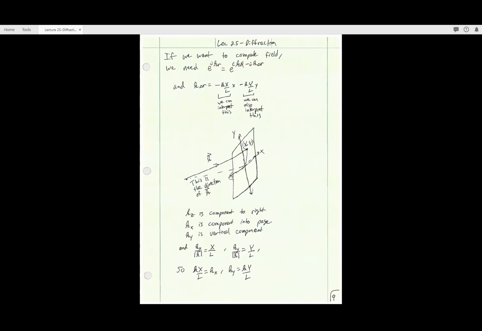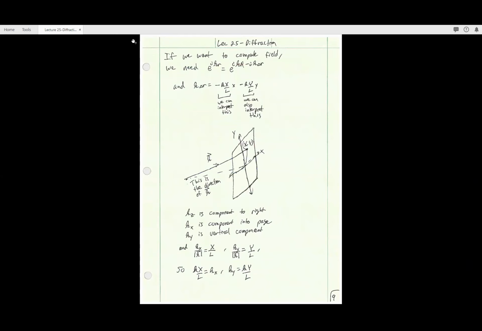All right, KZ is the component to the right, KX is the component into the page, like this, and KY is the vertical component. So KX over K, because these two vectors are parallel to each other, the X component of K over the length of K is the same as big X, one of the components of the R vector, over L. And you might say at that point, well, L isn't quite the length of the R vector. I agree. L isn't quite the length of the R vector, but it's close.